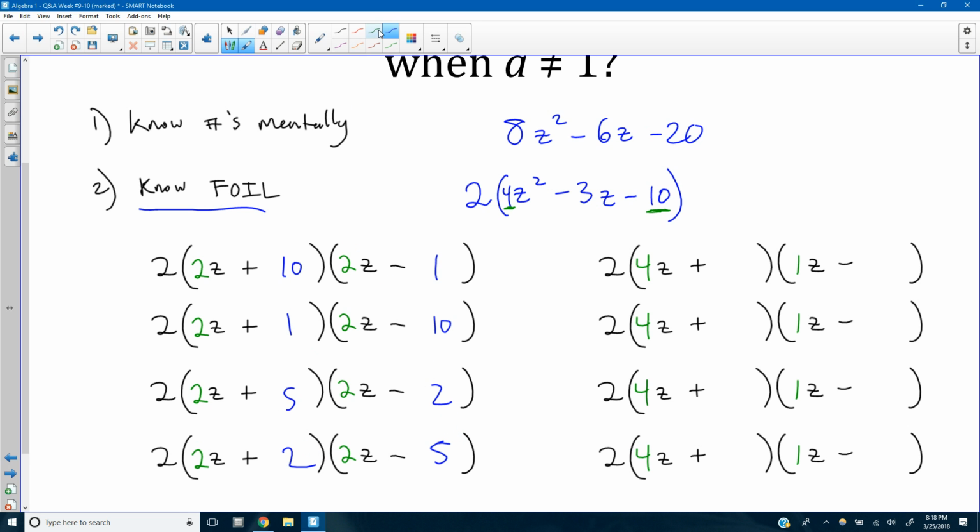Now, I'm going to drop you a little hint right now. I know that if this is factorable, none of these are the answer. I'll tell you why later, but I know that none of those are the answer. And it's not because I didn't FOIL, or because I already FOILed. I already know none of those are the answer.